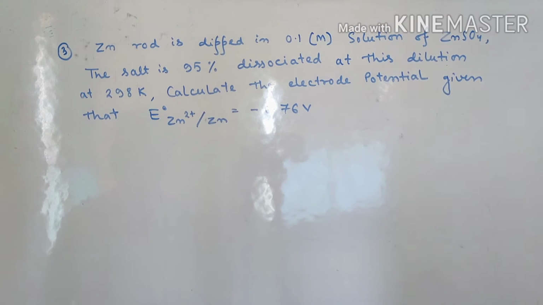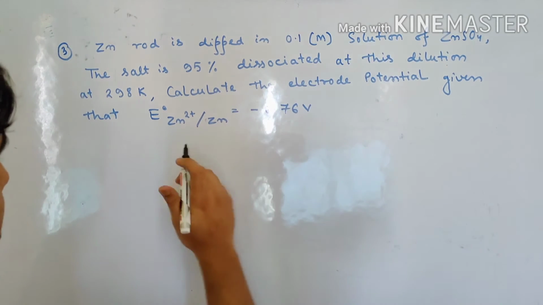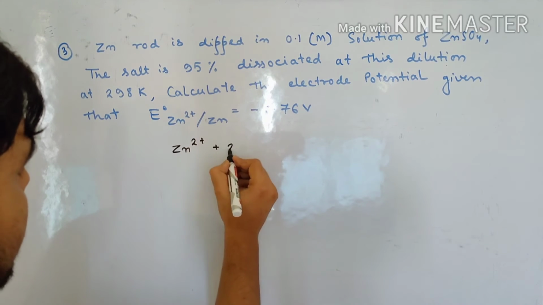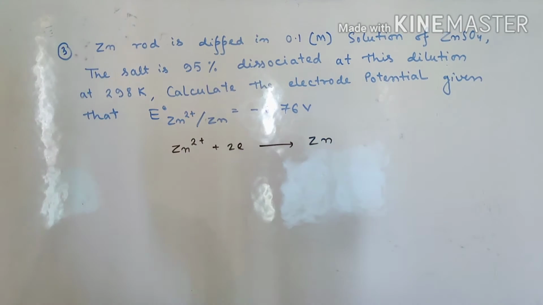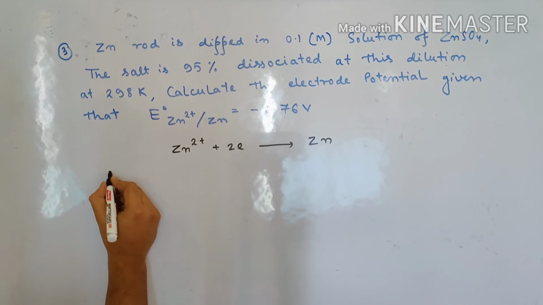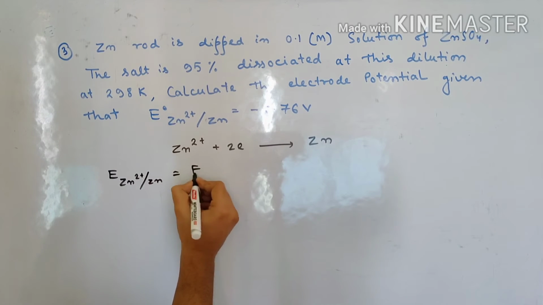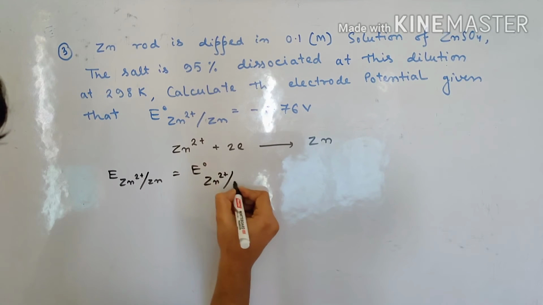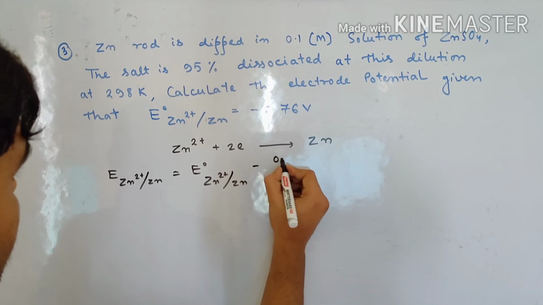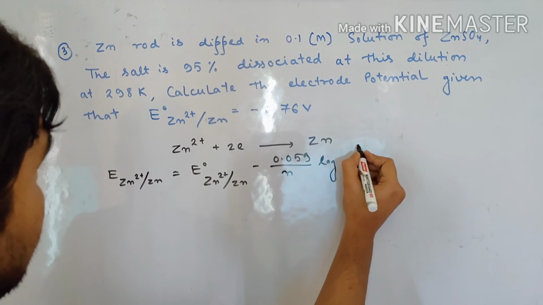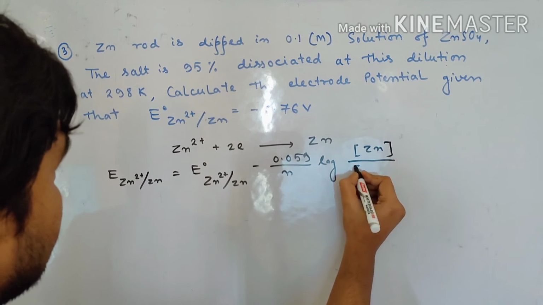So let us solve this. 95% dissociated. First of all, let us write down the reaction. Zinc sulfate, Zn2 plus by Zn, so it is very clear that the reaction will be like this. Zinc 2 plus accepts 2 electrons, becomes zinc. So this is the main equation. According to the Nernst equation, we know E of Zn2 plus by Zn is equal to E0 of Zn2 plus by Zn minus 0.059 by n log of Zn by Zn2 plus.